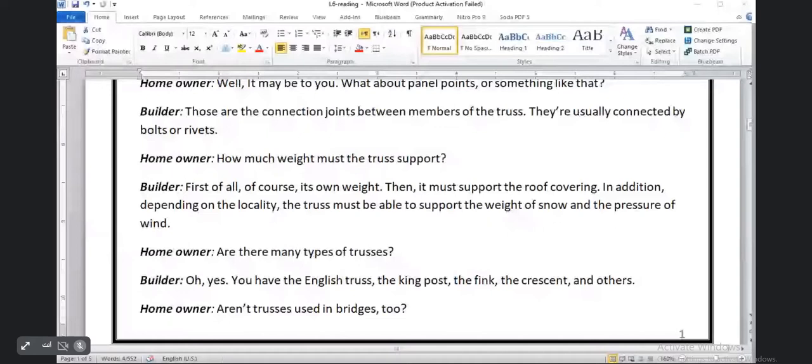Yes. So again, now the parts of the truss, just say one of them. Give me one of these parts. We have many, five or six parts. Just give me one of them. Name one of them, each one of you.